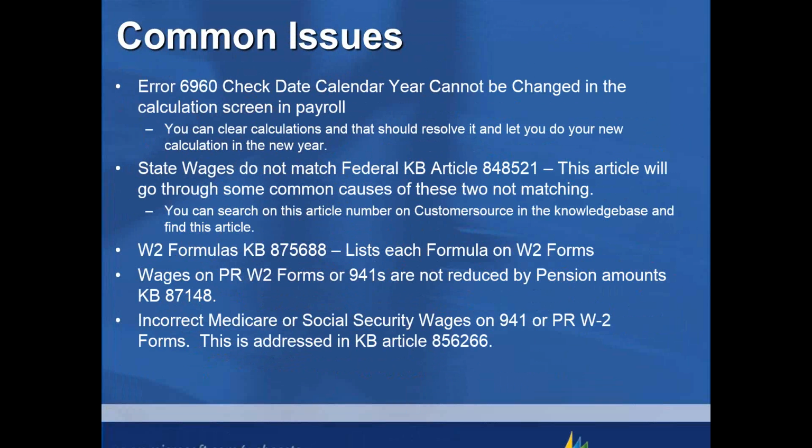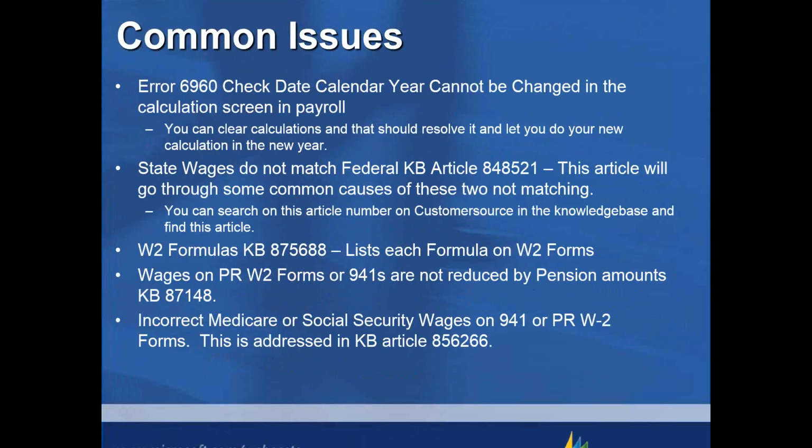Some common issues. If you get an error 6960, check date calendar year control cannot be changed in the calculation screen in payroll, you can clear calculations that should resolve this. Usually you get that message because there are pending calculations. You just need to clear those and then rerun the process.